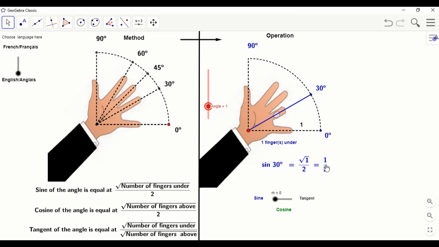Square root of 1 divided by 2, which is 1 over 2. Then finally 0, so there are no fingers under. So square root of 0 is 0, divided by 2 is 0. So this is for sine of angle.